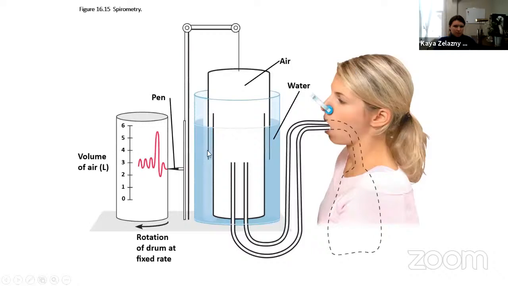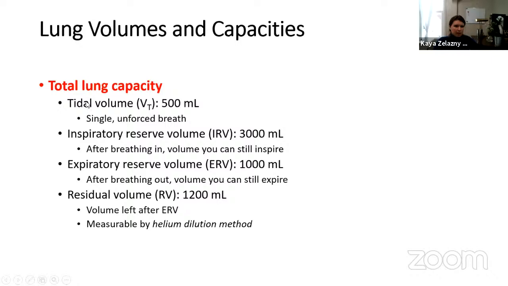Okay. So this is an old school diagram of a spirometer. A spirometer is something that measures basically lung volumes. And we're going to name different parts of your lung capacity based on basically what part of the breath they're part of. So our first lung volume we think about is something called the tidal volume. So that's a single unforced breath. If you're just quietly breathing normally, the amount you're breathing in when you're not thinking about breathing, that's your tidal volume.